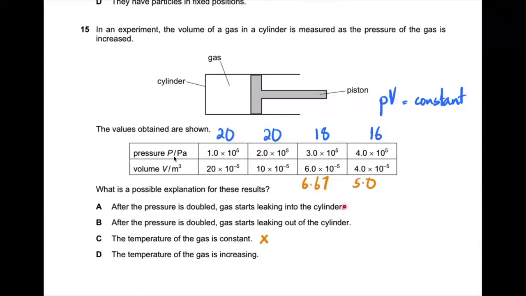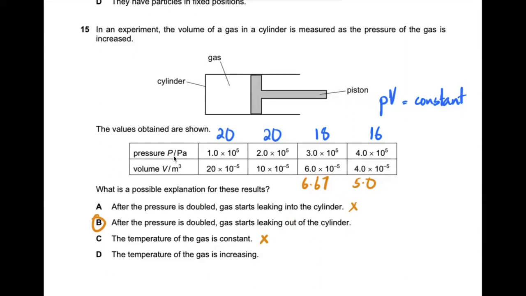So after that, if gas actually started leaking into the cylinder, this means there are more particles and they would take up more volume, right? Then it should have been more than this value. Should have maybe been a value like 7. But it's actually less than what it is here, which leads me to conclude that the answer is B, which is that the only reason why the volume is less than what it actually should have been is if some of the gas leaks out of the cylinder.